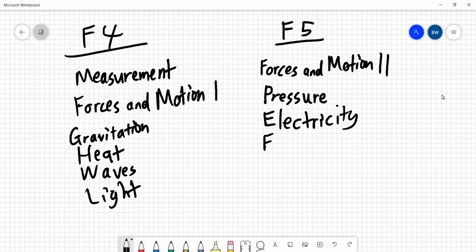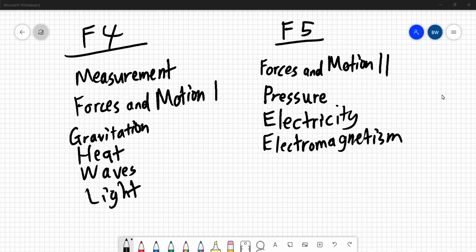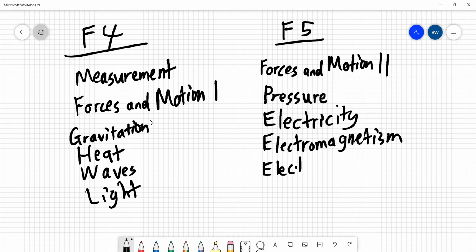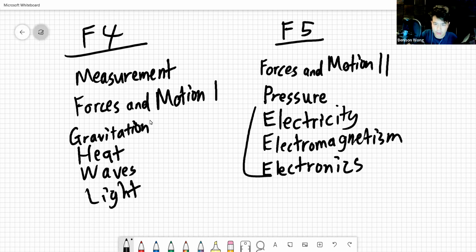Afterwards, you have electromagnetism. Okay. All right. Electromagnetism and electronics. Okay, electronics. So what can you see from these 3 chapters? You can see that they have the word electri, okay? So all these are related to electrons, okay?